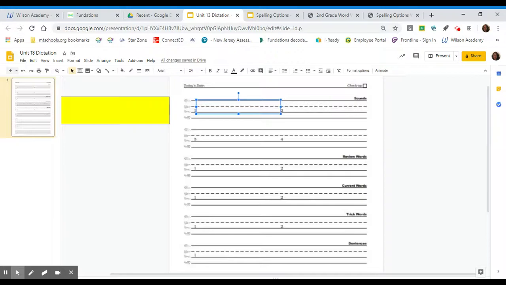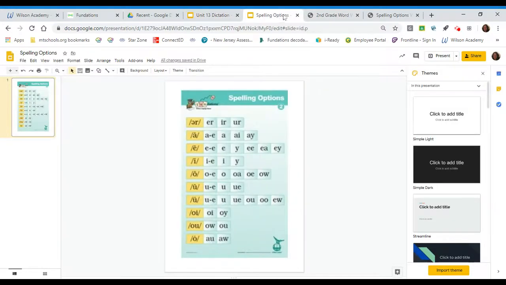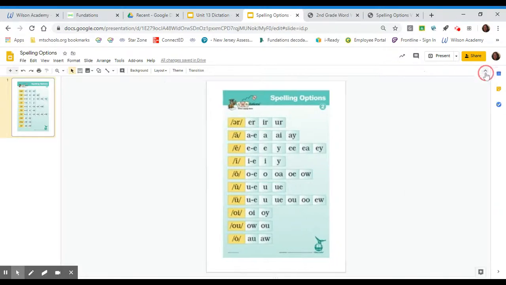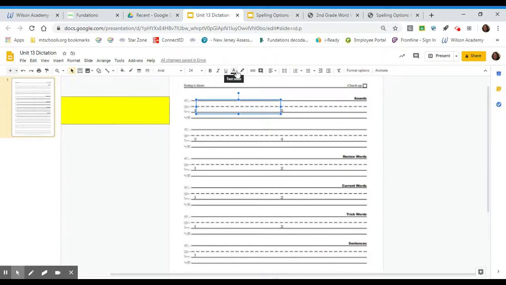We are going to begin with sounds. The first sound. What says O? O. Well, I have our spelling option poster. Do you recognize this? You remember this from the class? Well, here we have O right over here. So if we look across the row, we see everything that says O. So we would begin with O saying O.